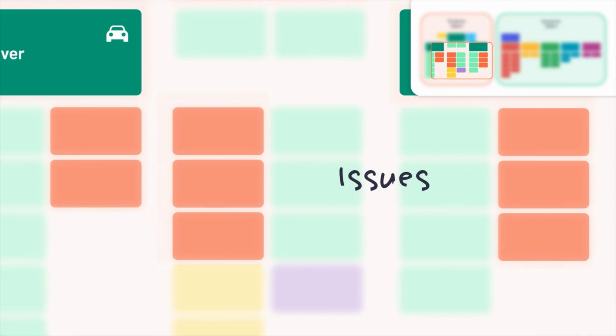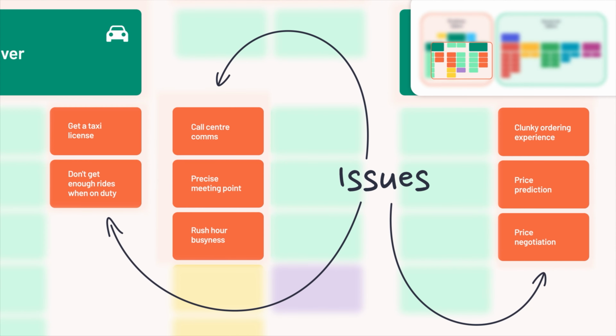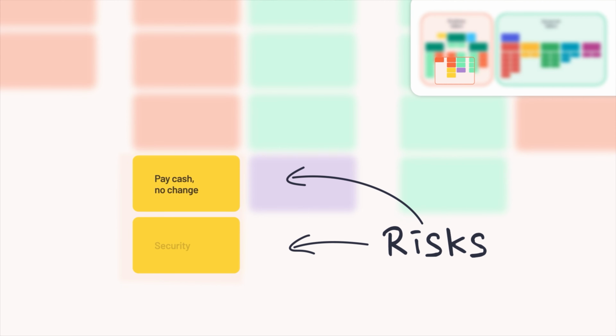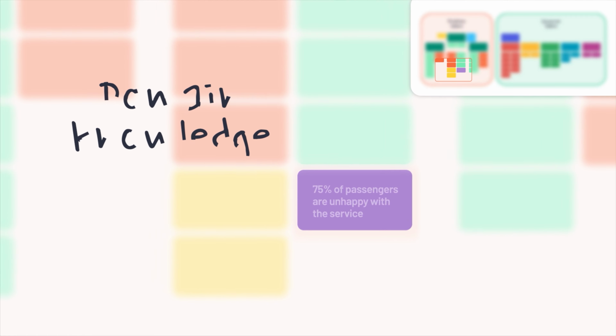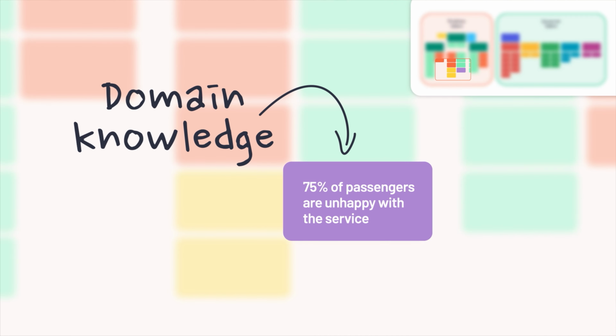Issues are existing problems that represent negative experience associated with the subject. We display those with the red cards. Risks are the potential issues that a subject may experience in the future, and we use yellow cards in this case. Domain knowledge is something that we usually want to keep in mind, which refers to certain conditions, additional information about our subject, or the context in general. It is indicated by violet cards.